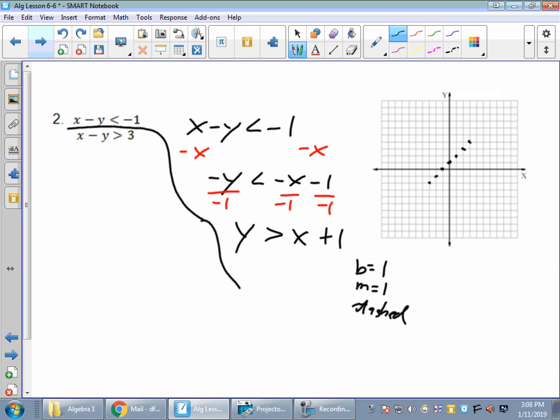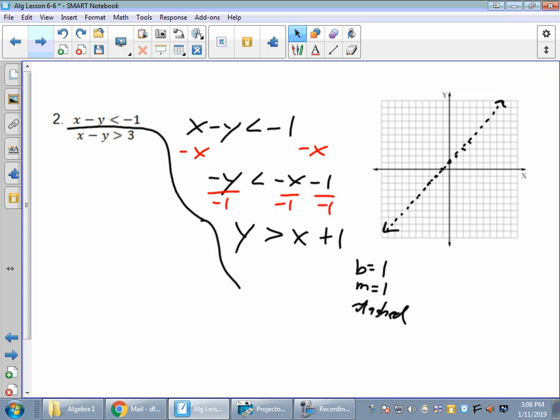And it's going to be a dashed line through here. So I'm just going to try to draw my dashes. Okay, I extend those, give me my arrows. And now I'm going to use the test point. I can use 0, 0 because it's, of course, not on that line.